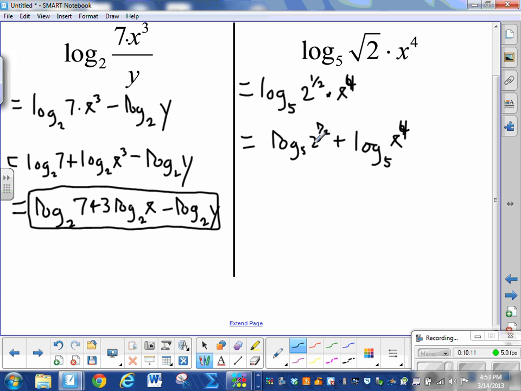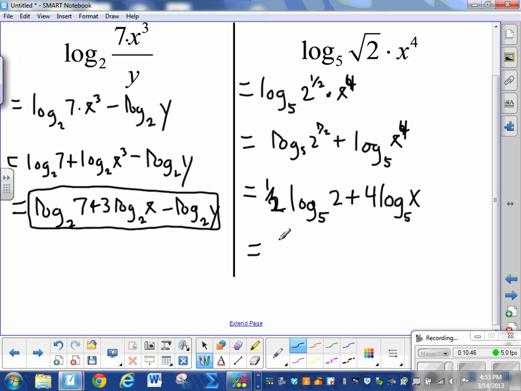Now the 2 doesn't break down anymore. We can bring down the 1/2 power to the front. So 1/2 log base 5 of 2 plus, we're going to bring the 4 down to the front. So 4 log base 5 of x. Well, there you go. If I write slower, then it works out. Okay, so this technically is correct. I would mark you right if you left it like this.